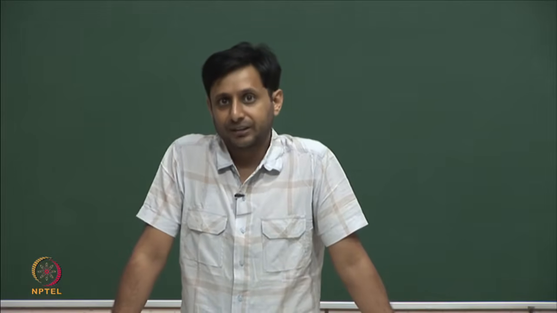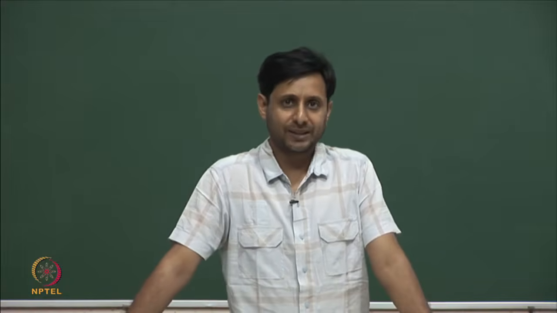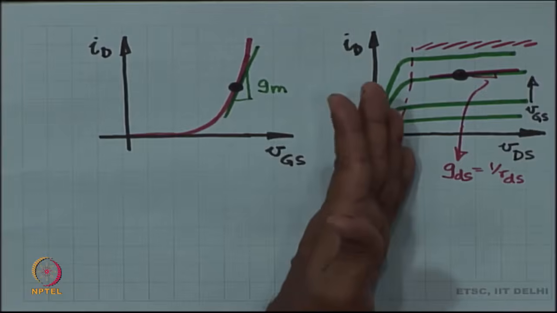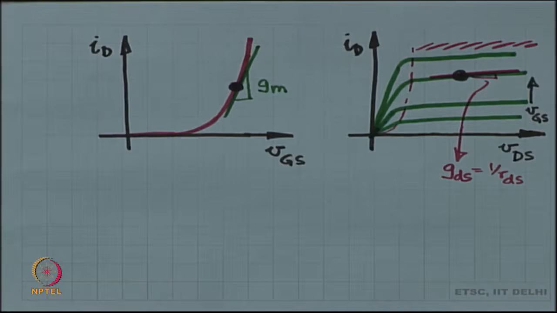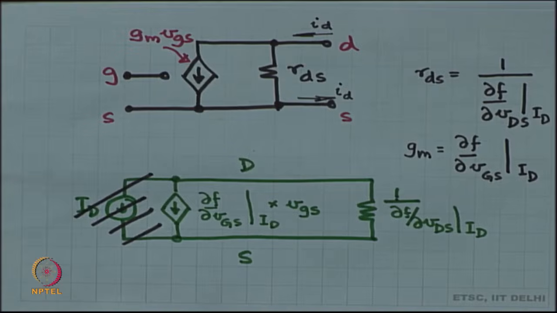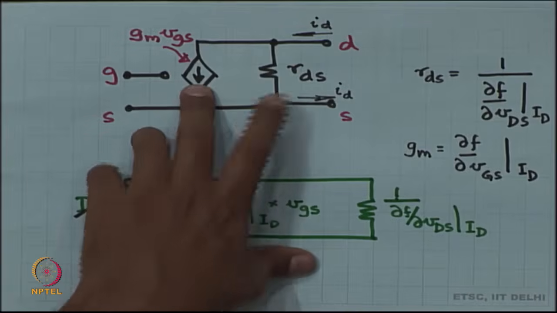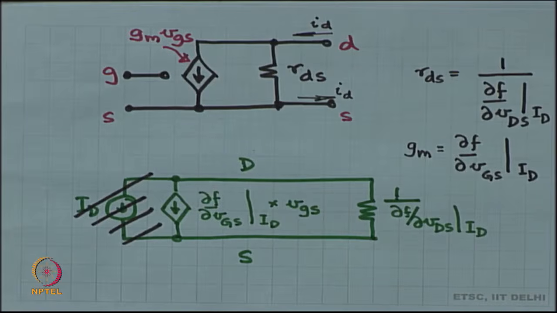At that operating point, if I change VGS slightly, how much does ID change? That is all that you are working out. At that operating point, if I change VDS slightly, how much does ID change? This is all that you are interested in. Okay. Once you have done that, you have successfully worked out what is GM VGS and what is RDS, and you know everything about this MOSFET. Is this okay so far?